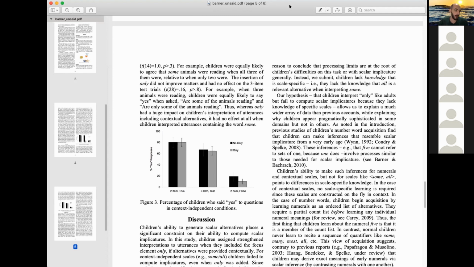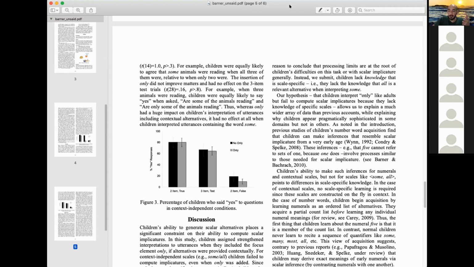Yeah, so if we buy these results, it suggests that what they want to push is that the struggle is really about accessing the alternatives, no matter what kind of scalar trigger you have, whether you have an implicit covert trigger like just some, or an explicit exhaustifier like only. Okay. But this is not general.